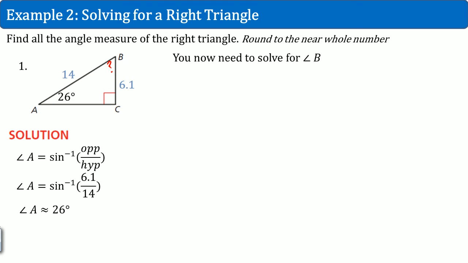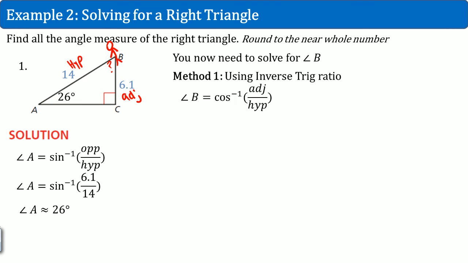Well, there are two approaches. Method 1, just use your inverse trig ratio again. You saw that from angle B's point of view, 6.1 is going to be your adjacent and 14 is your hypotenuse. So you're just going to use your cosine inverse. Inverse cosine of 6.1 divided by 14. Plug that into Desmos, you get 64 degrees.